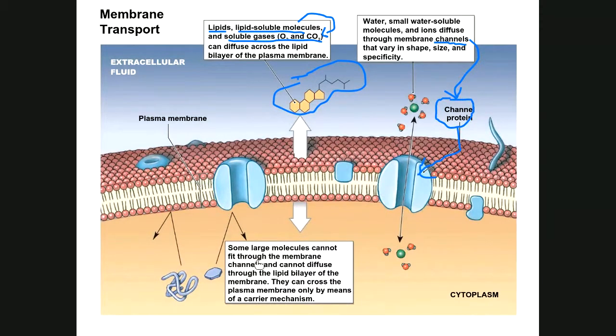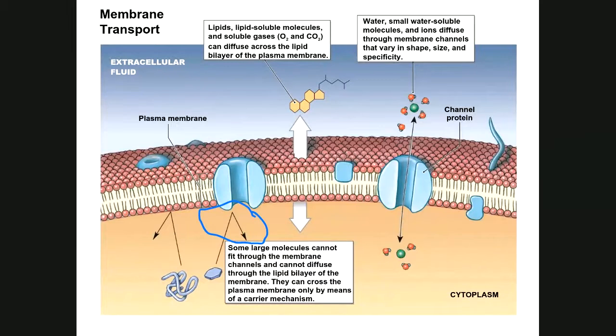However, if you look down here, I'm going to erase all this stuff. But if you look down here, notice what they're showing you. Here's a channel protein right here. Let me do this again. That was a bad direction to draw the arrow. Notice this arrow here. We're still talking about a channel protein right here. Notice, however, down here it says some large molecules cannot fit through the membrane channels and cannot diffuse through the lipid bilayer. They can cross the plasma membrane only by means of a carrier mechanism. So here this represents what you'll come to think of as a molecule of glucose.